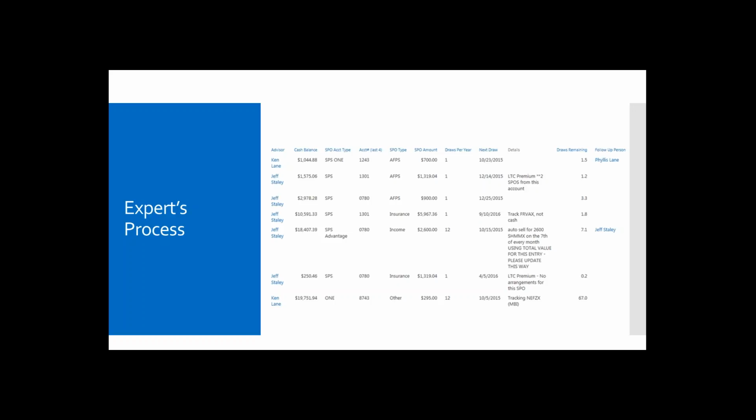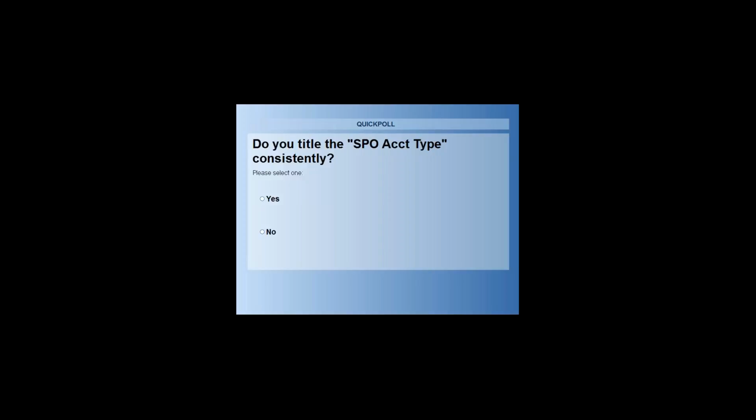As we step into this, let's go ahead and take another poll question. What I'd like to find out is, do you title the SPO account type consistently? So if we're able to pop up that poll question, if everyone who's had an opportunity to work on the tracker would answer that one.